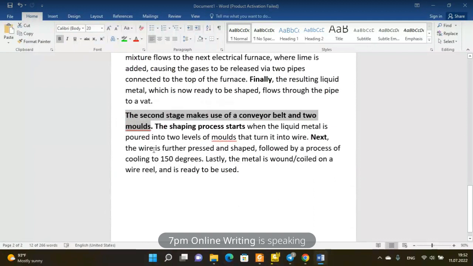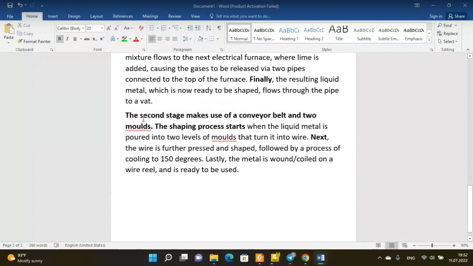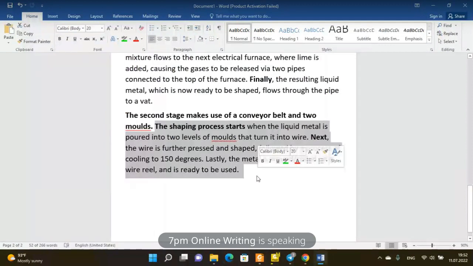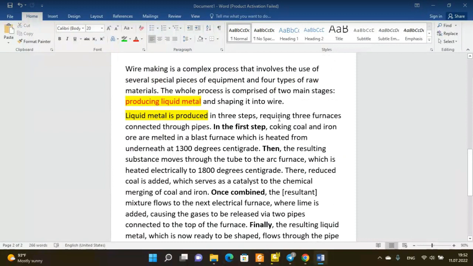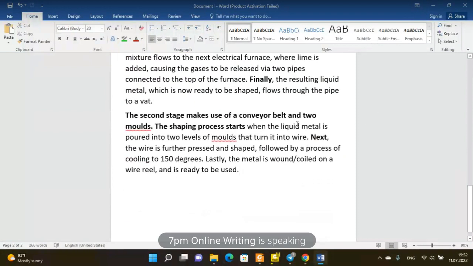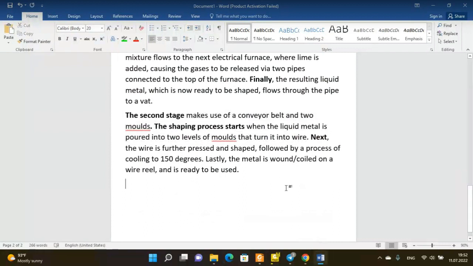So that's good. I think this is good, because without this, the paragraph did not have a kind of topic sentence, right? So I can use it, and it will look like the first paragraph where I said that there were 3 furnaces connected through pipes, and here I'm saying a conveyor belt and 2 molds, and this makes it much better. I think I like it much better now. Okay, that's good.